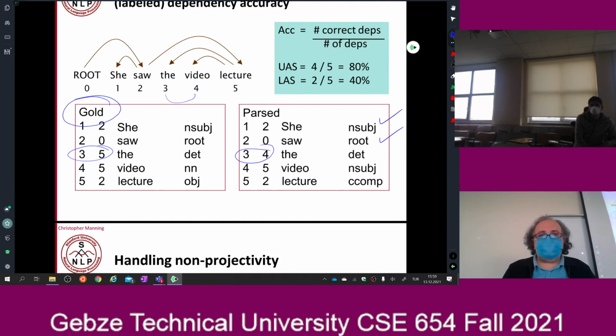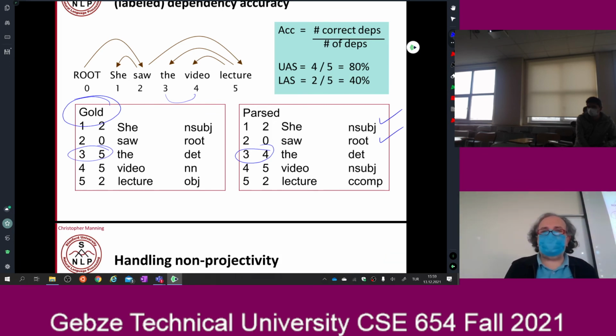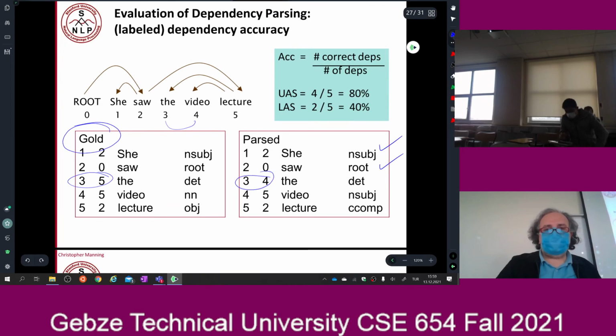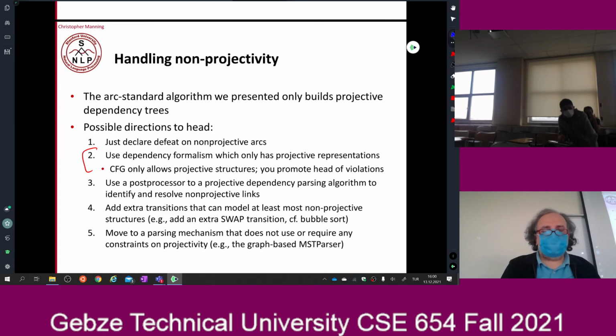So how are we going to measure the performance of this parsing? Number of correct dependents over number of dependents. So there are a total of 1, 2, 3, 4, 5 dependents. 4 of them are correct. So I am doing 80% correct. This is the accuracy of my dependency parsing. This is one way of measuring our accuracy for dependency parsing.